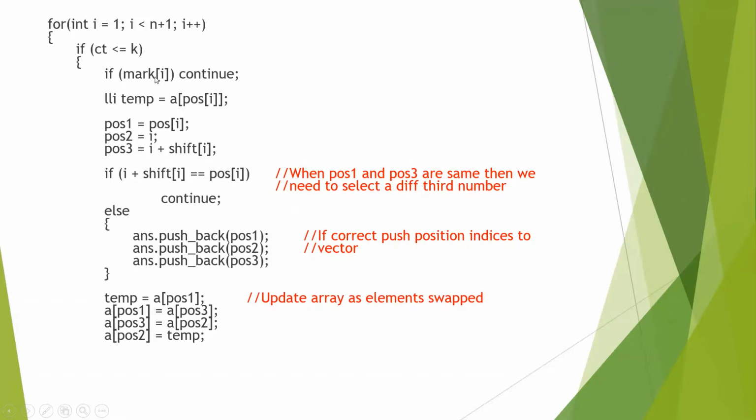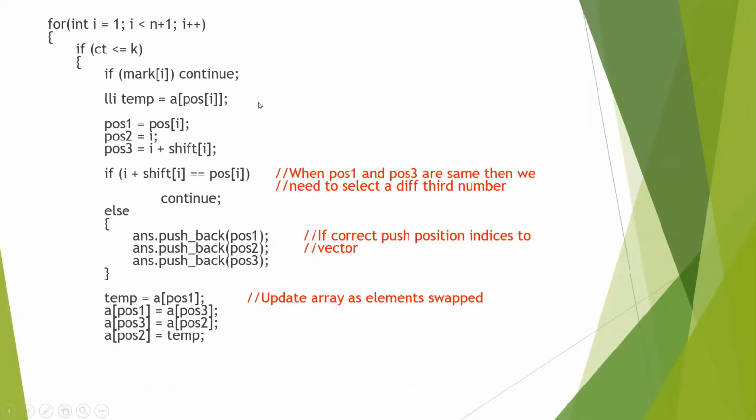We check if the element has been visited and it's already at its correct position. If it is so, we continue to the next element. Else we go to this loop. So we place the first element at position 1. Similarly, positions 2 and 3 are the corresponding elements according to the algorithm. Now we check when the elements at position 1 and 3 are the same. That means 1 and 3 correspond to the same position, that is, we are not selecting any third element. In that case, we continue the loop to the next element.